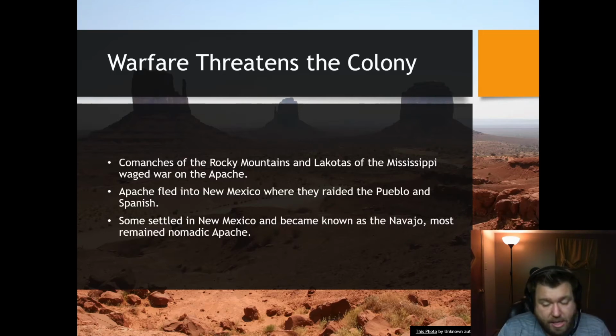The Apache had really been the dominant tribe of the area, so these two smaller tribes, the Comanche and the Lakota, joined together to take down the Apache. And the Apache have to flee into New Mexico, where they attacked the Pueblo and the Spanish. And while some of these Apaches settled down into New Mexico and became known as Navajo, most remained in their nomadic Apache lifestyle.